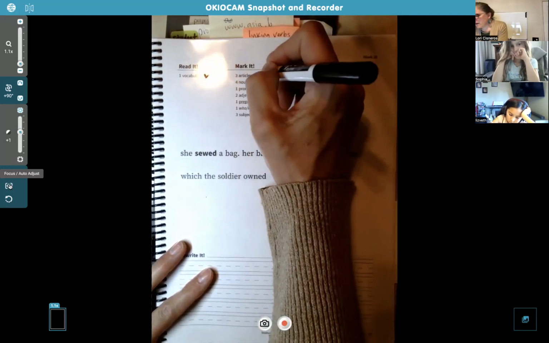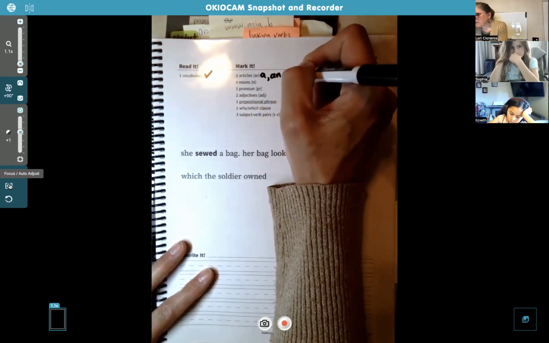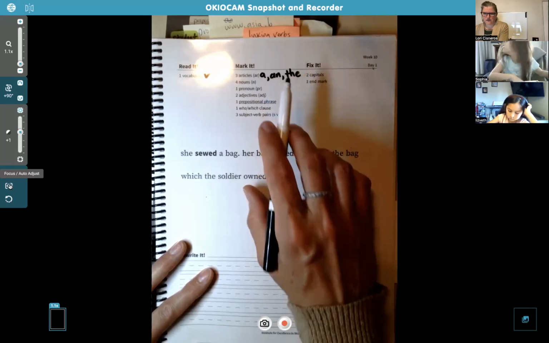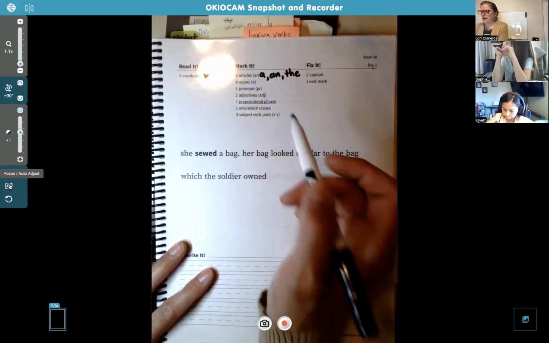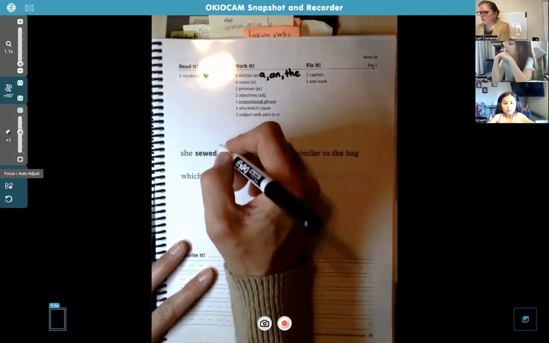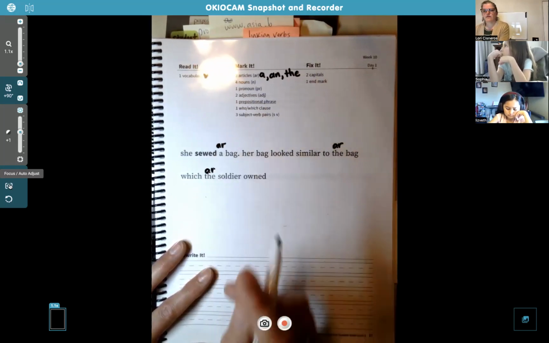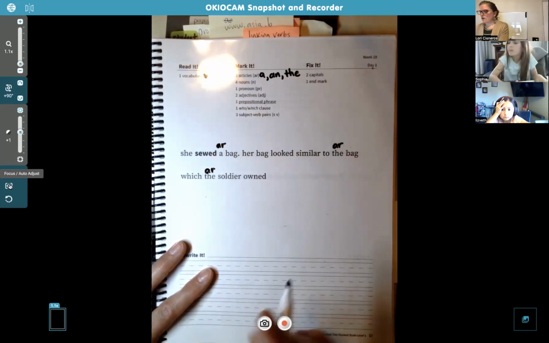And then go ahead and write in your words right here, your articles. Make sure you don't put a D right here. It's just an. And then by yourself, I want you to find a and the and put AR above it for article. Sophia, do you have your page with you? Did you already do that? Oh, okay, you're fast.